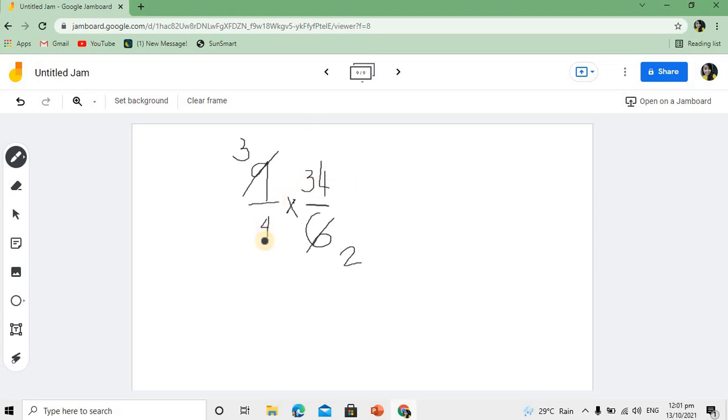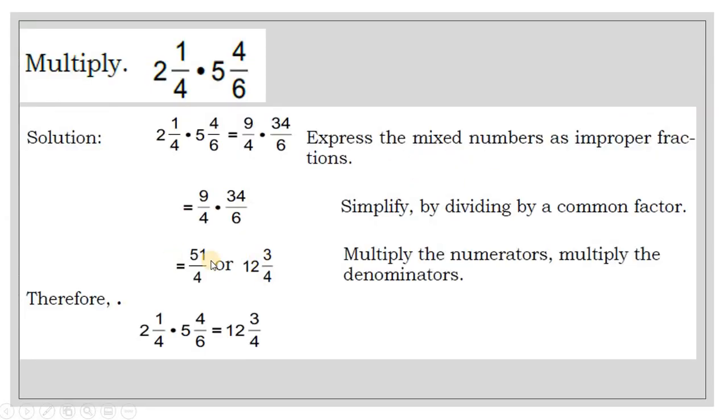How about 34 and 4? Meron silang greatest common factor, diba? Which is 2. So, 4 divided by 2 is 2. And then, 34 divided by 2 is 17. Ayan. So, mas maliit na yung ating fractions. Pwede na natin, mas madali na siyang i-multiply. So, 3 times 17 is 51. And then, 2 times 2 is 4. So, ito na yun ngayon. 51 over 4. Okay? So, ayan siya.